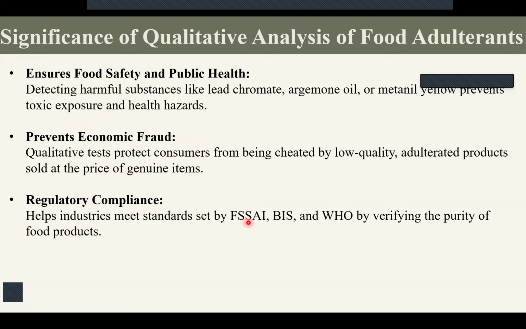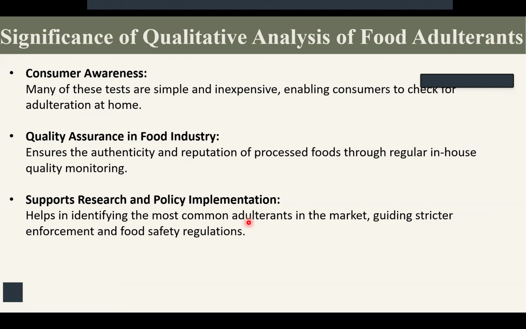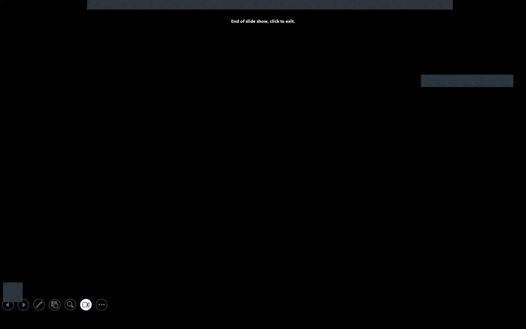It will help us find out if the industries are meeting the standards of FSSAI, which is a major institute that has laid the rules. It helps in increasing consumer awareness. It helps in quality assurance in the food industry, and it will also help us to work on our research, which helps us in developing better rules and better methods to identify these adulterants. So, with this, we come to the end of the topic.